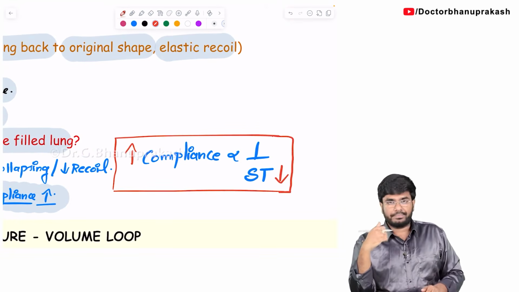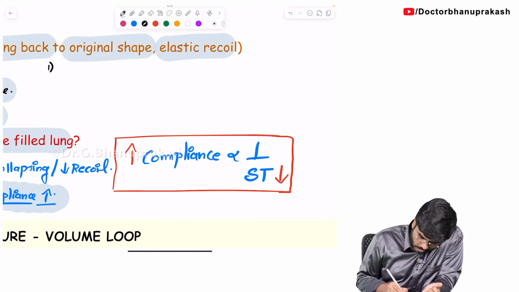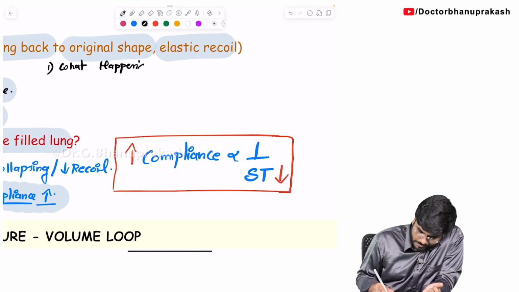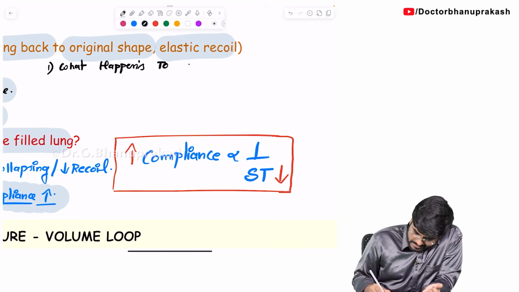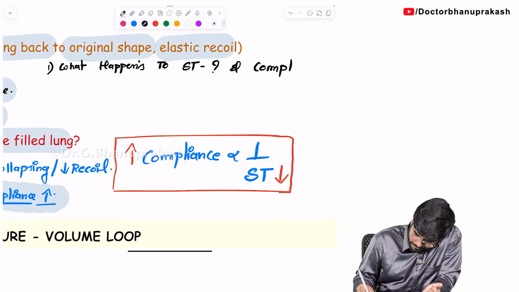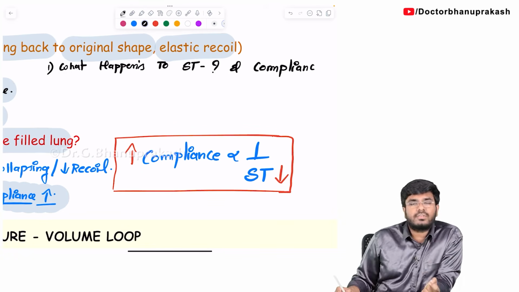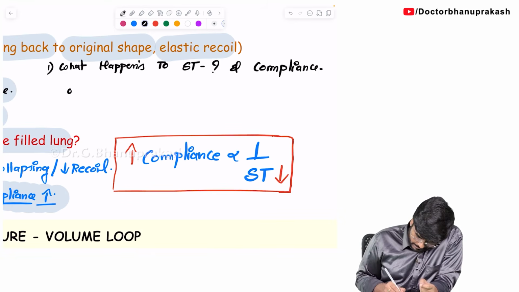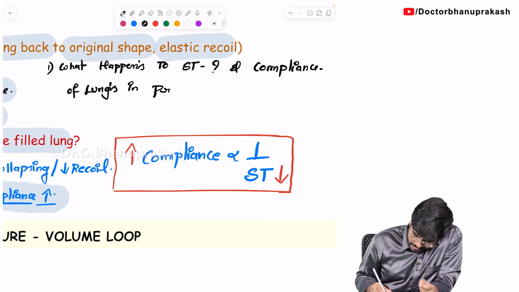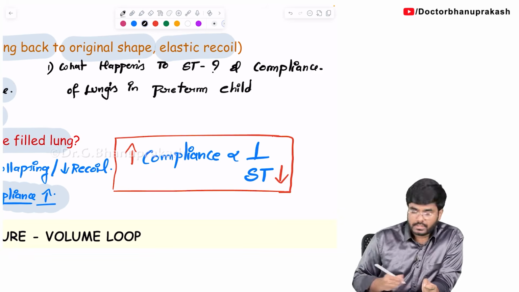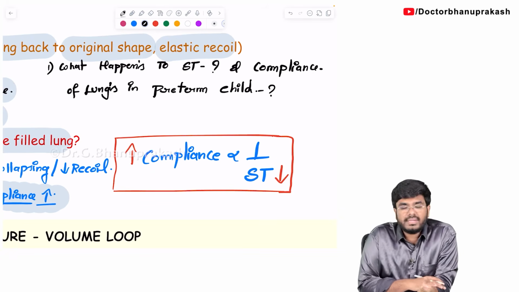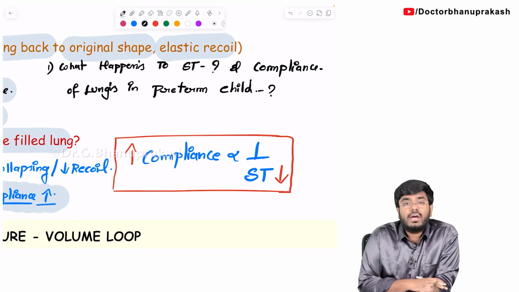How will questions come in your exam? The question is going to be something like this. What happens to surface tension forces and compliance of lungs in a preterm child? So in a preterm child, what will happen to the value of the compliance and what will happen to the value of the surface tension of the lungs?